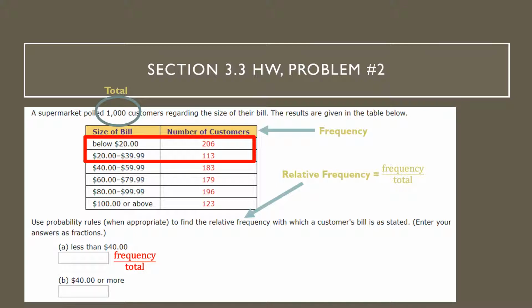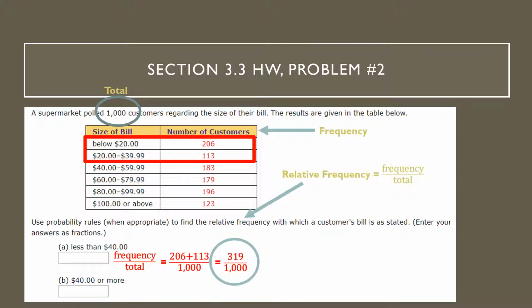So frequency over total is equal to 206 plus 113. That's your numerator. That's the frequency. The total we found out from the first sentence is 1,000. So just add up 206 plus 113. That's 319 over 1,000. Once again, no need to try to reduce. Just enter your answer just like this.